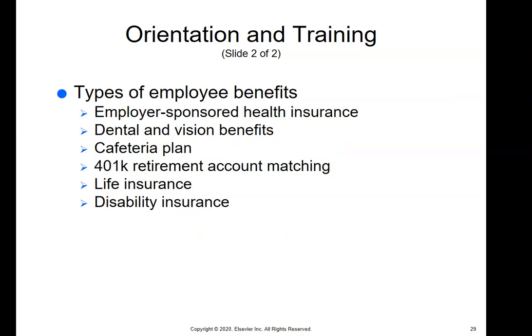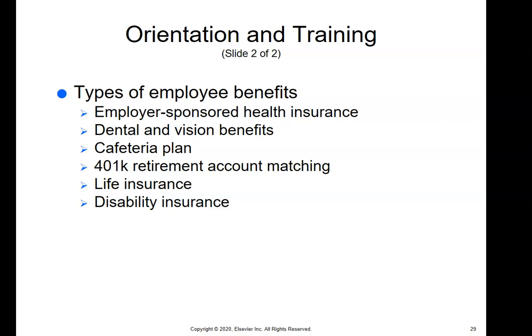Types of employee benefits. The first one, employer-sponsored health insurance. The employer may pay a percentage of the employee's health insurance premiums. Dental and vision benefits. The employer may offer dental and vision benefits for employees, but may choose not to sponsor any of the premiums. A cafeteria plan is a tax-free account in which employees can invest some of their paycheck and from which they can withdraw amounts for qualified health and/or child daycare expenses.